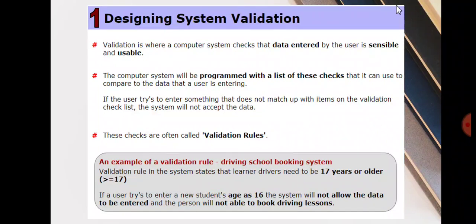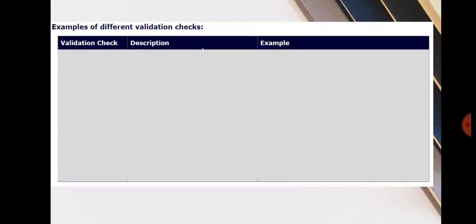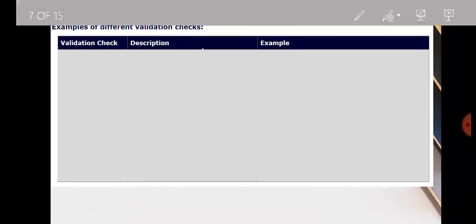One example is given here: a validation rule in a system states that a learner driver needs to be 17 years or older. So your data validation rule would be that any number equal to or greater than 17 will be accepted. If you enter any number below 17, it will be rejected by the system, and it will give a specific message. So there are certain examples of validation checks. We'll see them one by one, with explanation.